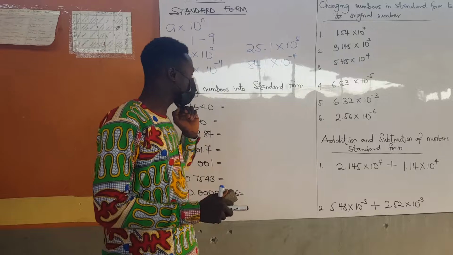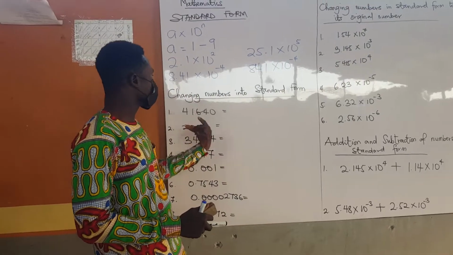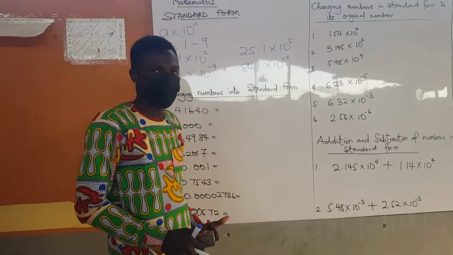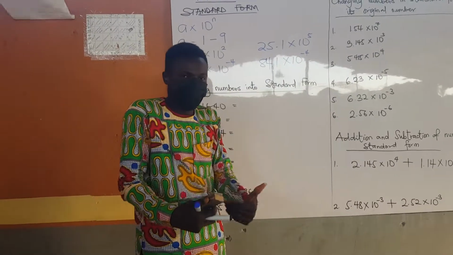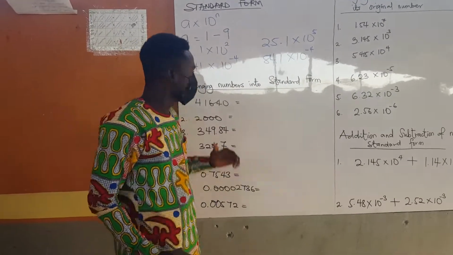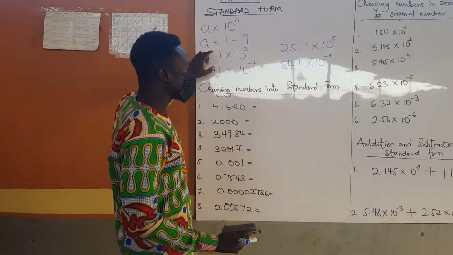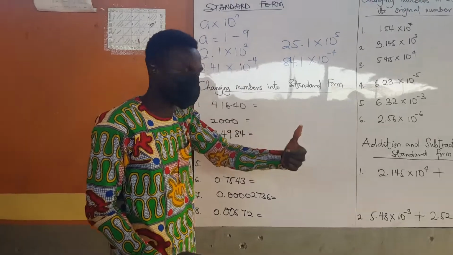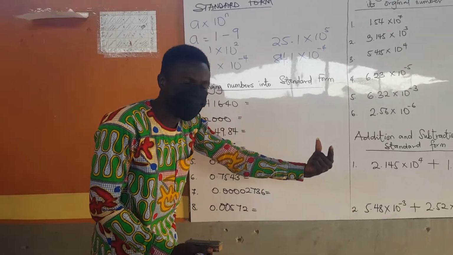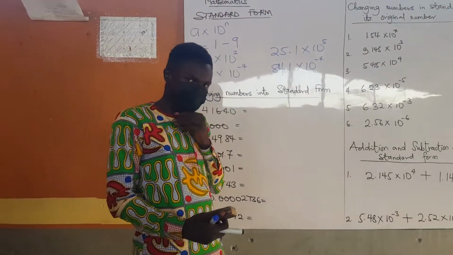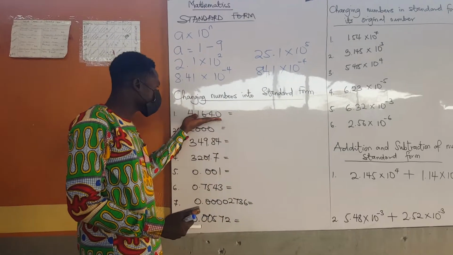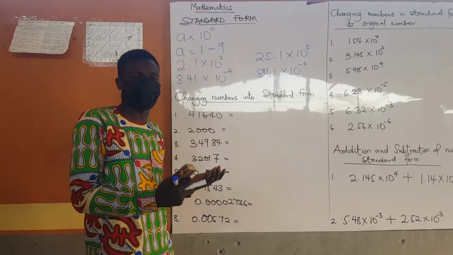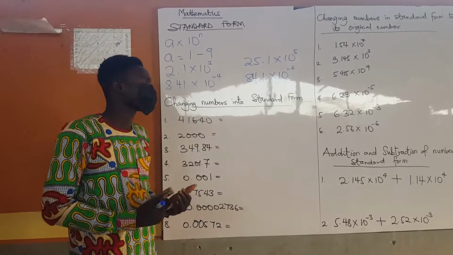Good. So let's look at how to change numbers into standard form. Now we know what shows that a number is in standard form. If the number can be located from 1 to 9, we say that number is in standard form. So let's write this number in standard form. How can we write this number in standard form?